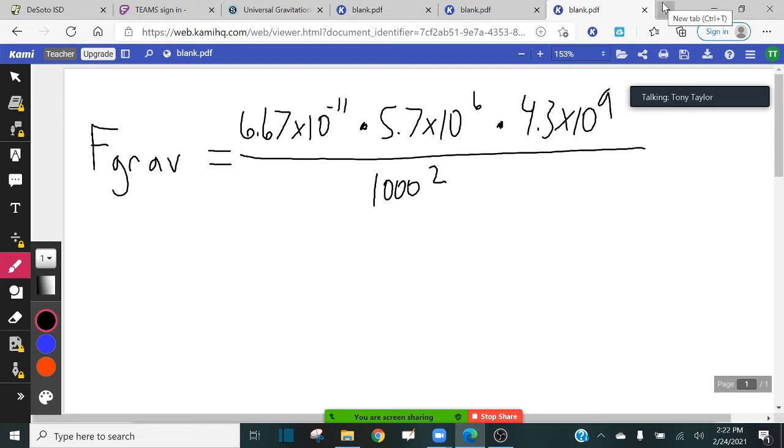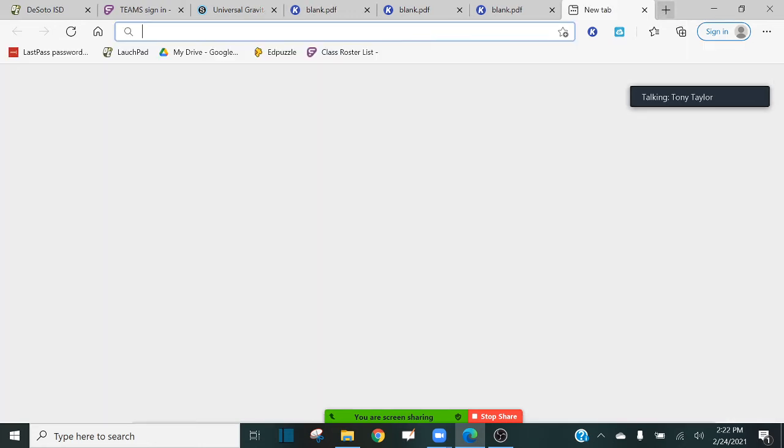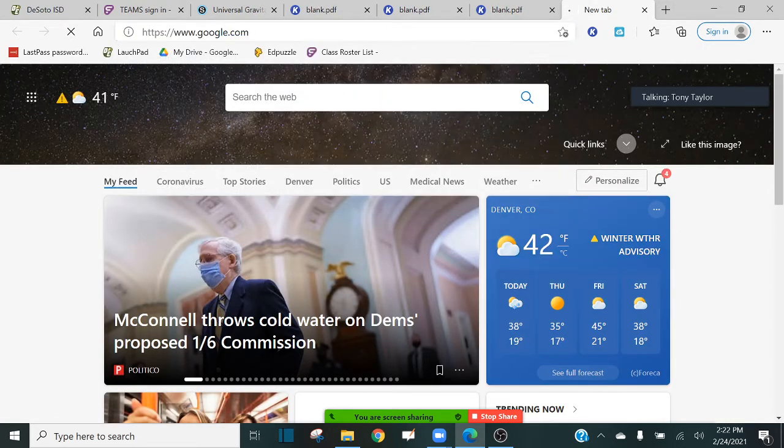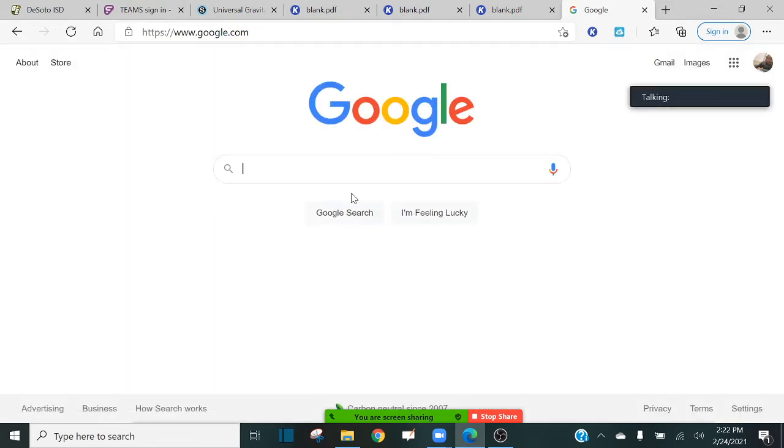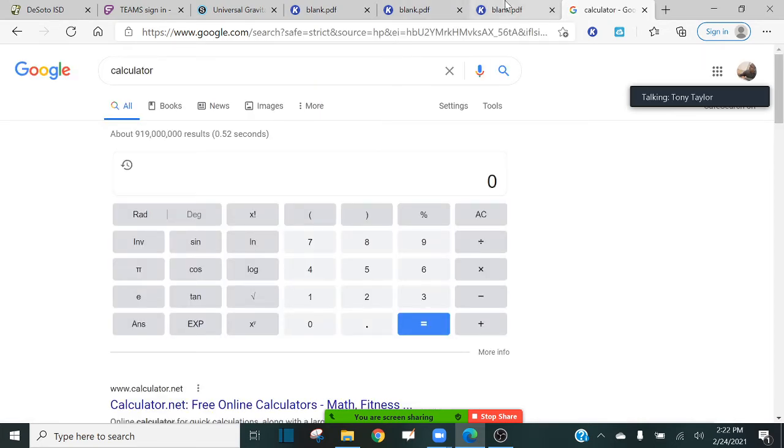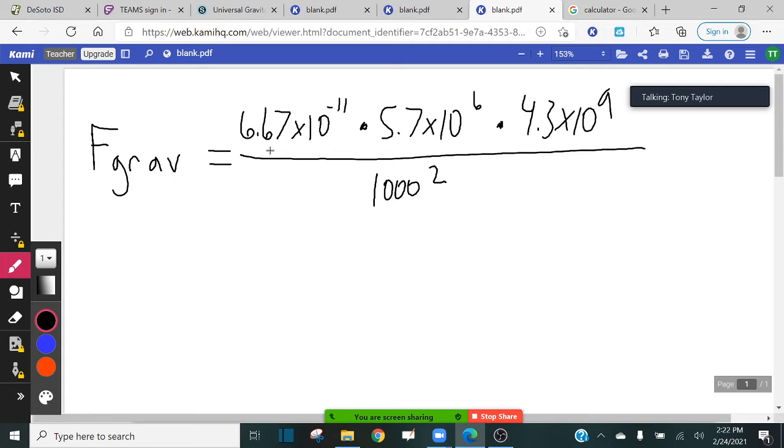I would especially do this if you are using the calculator in Google. So let me walk you guys through this. If we're using the calculator in Google, this is how we would type this in. So let's type in the numerator first.